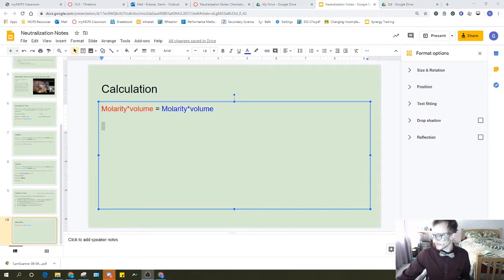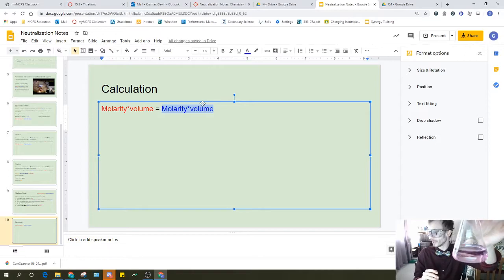And now we're going to go ahead and do the calculation. As you can see, I'm going to use this equation: the molarity times the volume of the acid equals the molarity times the volume of the base. When those two are equal, you'll get to the equivalence point, which is what showed us this pink solution of phenolphthalein.